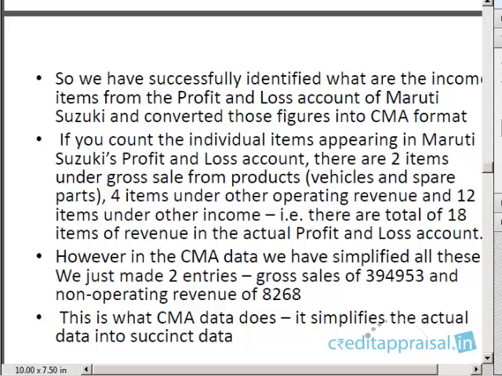So what you have to actually do is go through the entire P&L account, take each and every entry and put it under the relevant row of CMA data. We are going to do that for all the items appearing in the example of Maruti Suzuki. So with this we have come to the end of the segment related to sales. In the next segment we will start with another important item appearing in the operating statement in the P&L account, that is the raw material, right? We'll see you there.